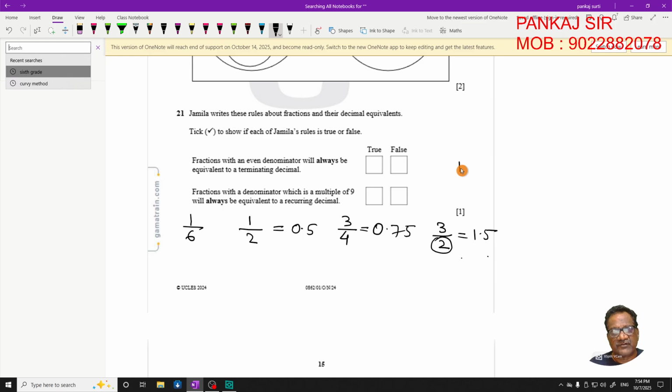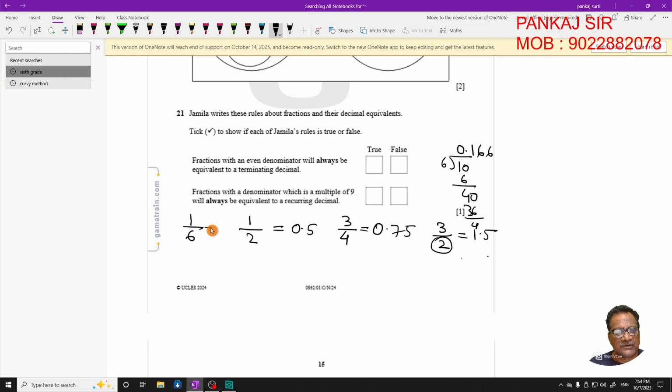Now if I try to divide 1 by 6, how will I do the division? I'll do 0, decimal, 0. Okay, now 6 ones are 6. So 4 and 6 are 36. Okay, 6 7s are 42. 6 are 36. So again I'll get a 4, and again 6. So this will go on.